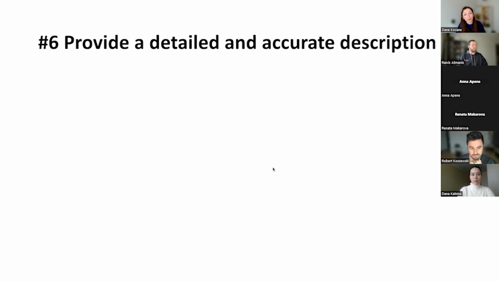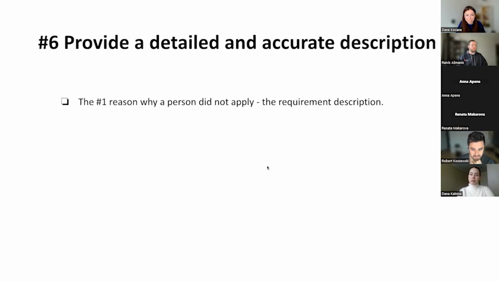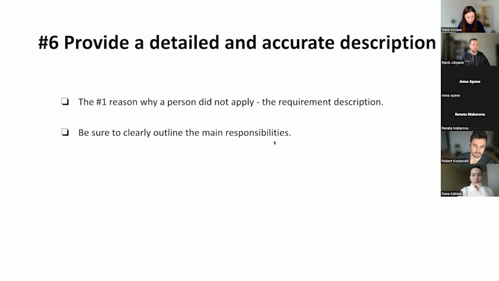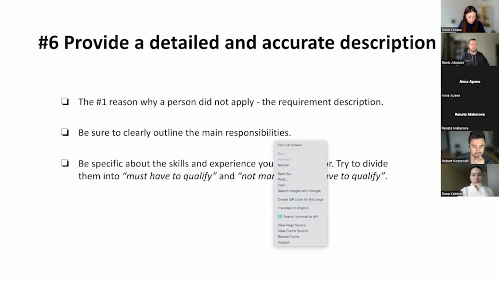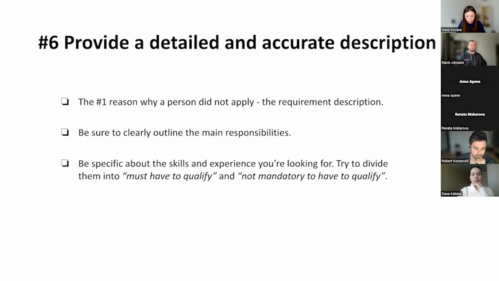Next thing, it's important to provide a detailed and accurate description, because the number one reason why people might not apply is the requirement description. They'll definitely check it, might be the first thing they check actually. Be clear to clarify the main responsibilities, main requirements, skills, and experience you're looking for, and definitely try to divide them into must-have and nice to have.